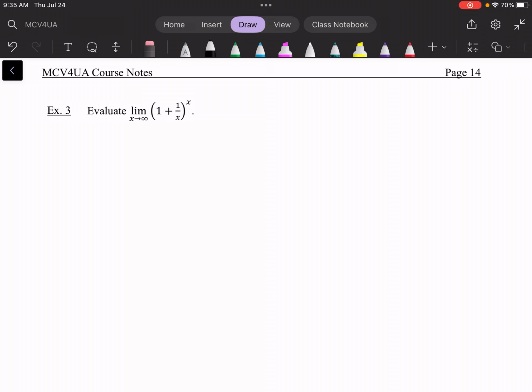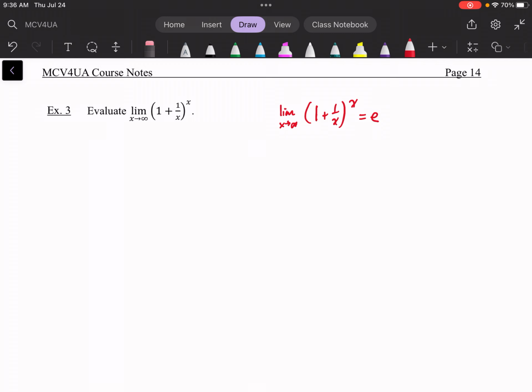So I'm not sure if you remember this limit. The limit as x approaches infinity of (1 plus 1 over x) to the exponent x. But this turns out to be the value of e. This is Euler's number. Okay, well, we're going to do a little bit of rearranging and practice so we can do this.